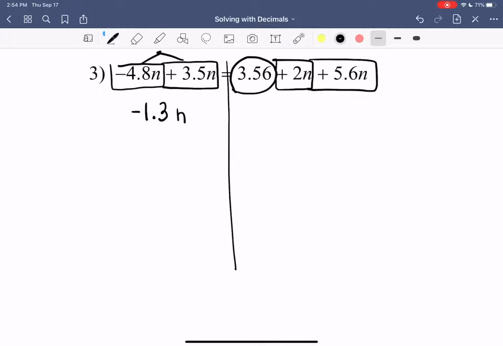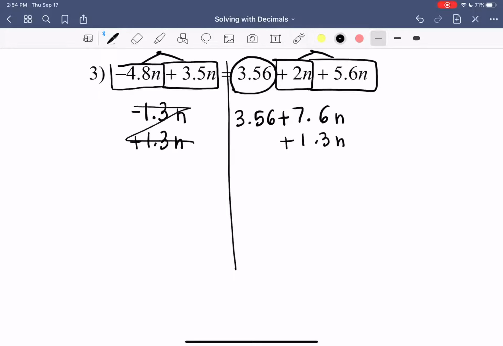And on the right, we have these two boxes. We have 2n and 5.6n, and we're going to combine those. So 2 plus 5.6 will give us 7.6n. And then again, we still have this 3.56. So our next is to see if we have variables on both sides. So we have a variable here, negative 1.3n, and we have a 7.6n. So on the inside of the foldable, it will tell us to move the least coefficient to the other side. So that's our 1.3n plus 1.3n.